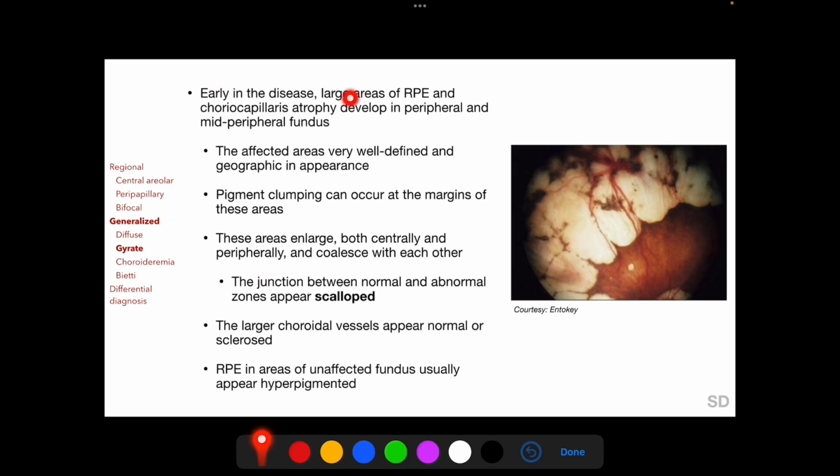Early in the disease, large areas of RPE and choriocapillaries atrophy develop in the peripheral and mid-peripheral fundus, as seen here in this clinical photograph. The affected areas are very well defined and geographic in appearance. Pigment clumping can occur at the margins of these areas. These areas enlarge both centrally and peripherally and also coalesce with each other, and the junction between normal and abnormal zones appears typically scalloped. And the retinal pigment epithelium in areas of unaffected fundus usually appears hyperpigmented.